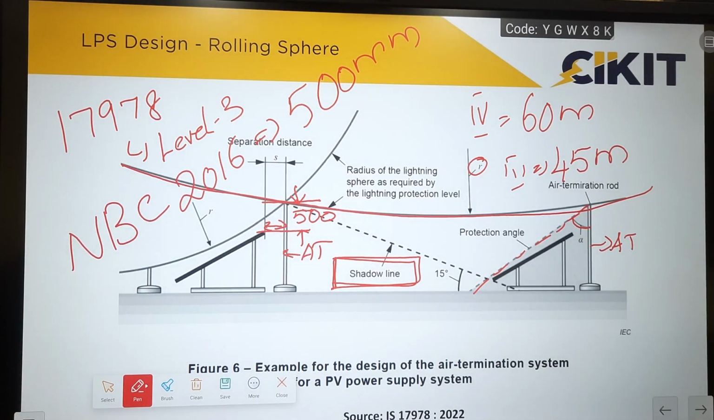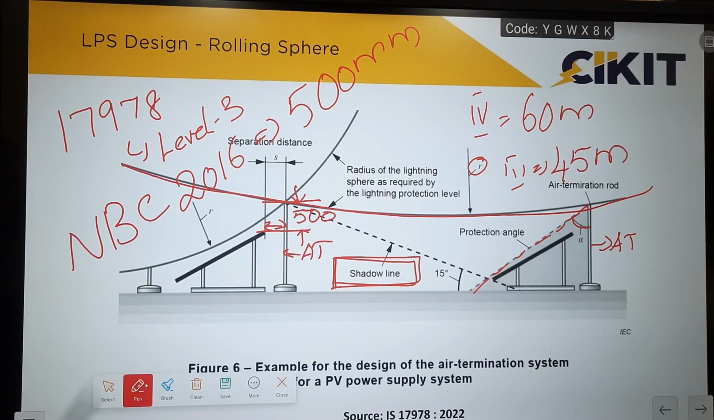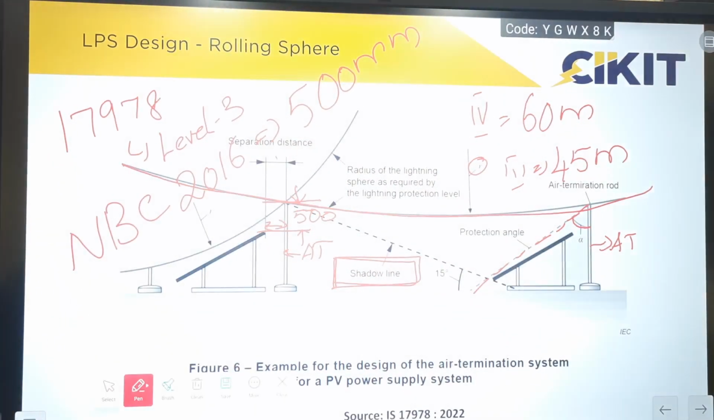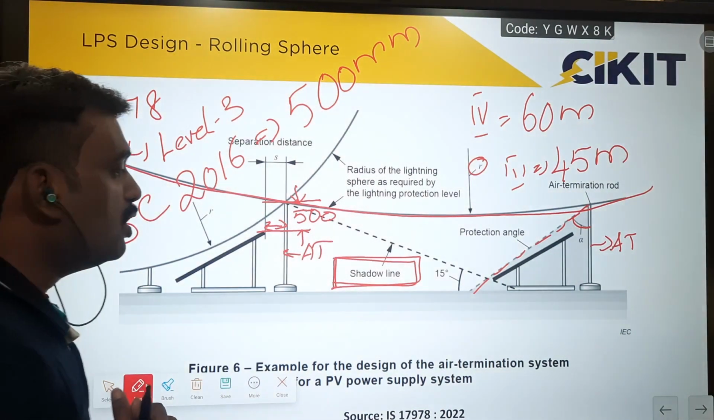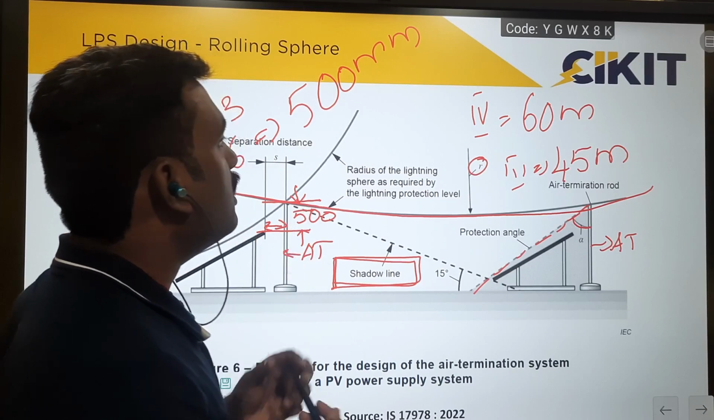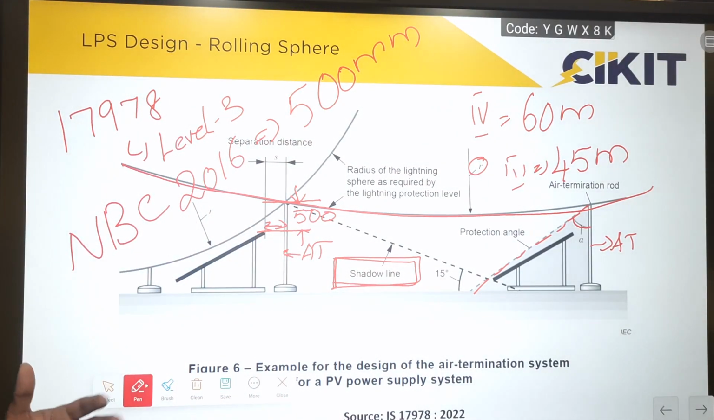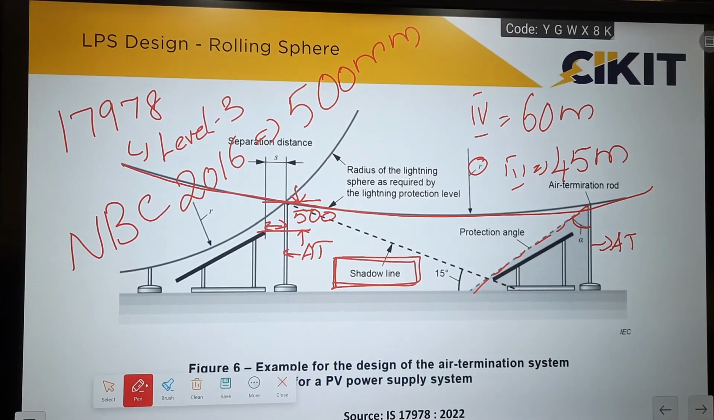In many cases, we will be going for the rolling sphere method, and we won't be preferring protection angles, because the area to be protected will be much higher in the case of solar panels, and it will be very difficult to perform the design using protection angle methods for such a huge area. So we always prefer the rolling sphere method for designing lightning protection systems for huge areas, and the standard also explains everything based on this rolling sphere method.